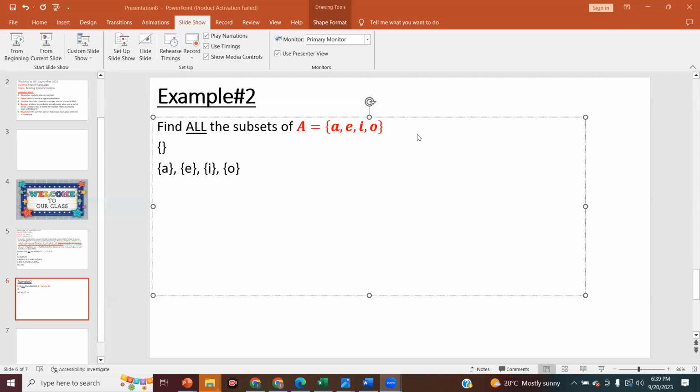Chardonnay has 1, 2, 3, 4, 5, 6. Six of them. Okay. Jeremiah has 3. I want all of them. I don't just want a few. I want all of the subsets of A. All of the subsets of A.